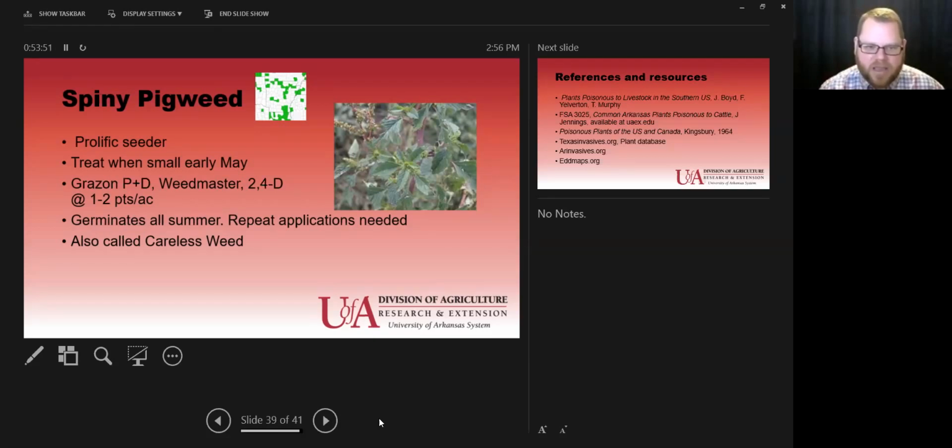It's one of those weeds that you also know the importance of scientific names, because not many people know it by spiny pigweed. But lots of people, especially here in Pike County, call it careless weed, and they talk about careless weed. But it is a problem. But it's not hard to control, just repeat applications are necessary.